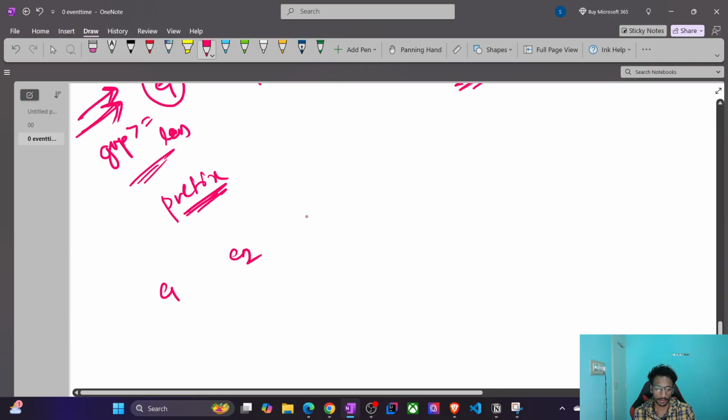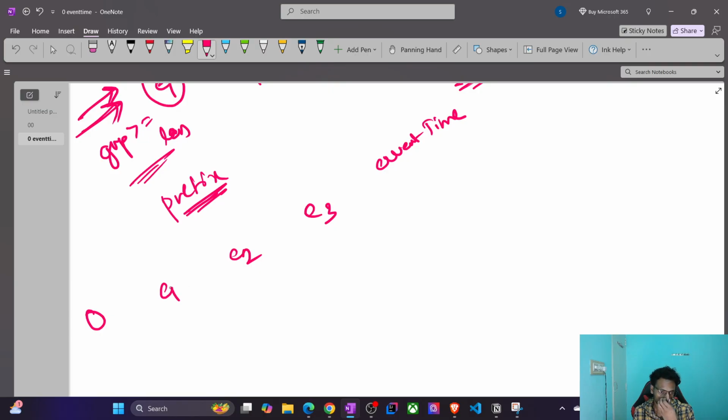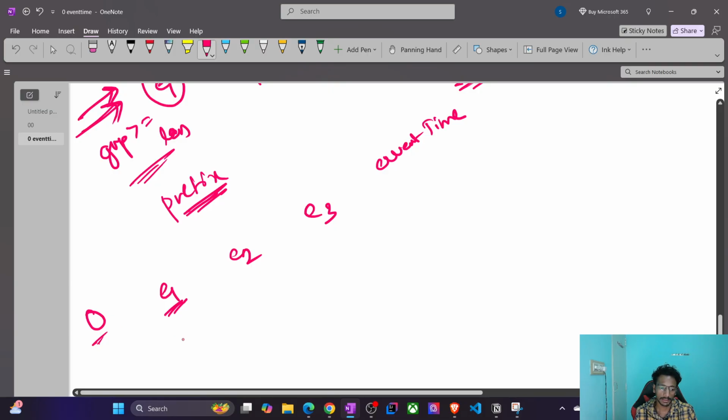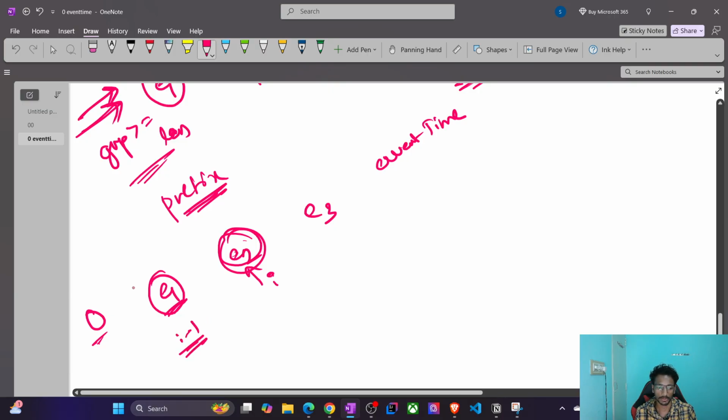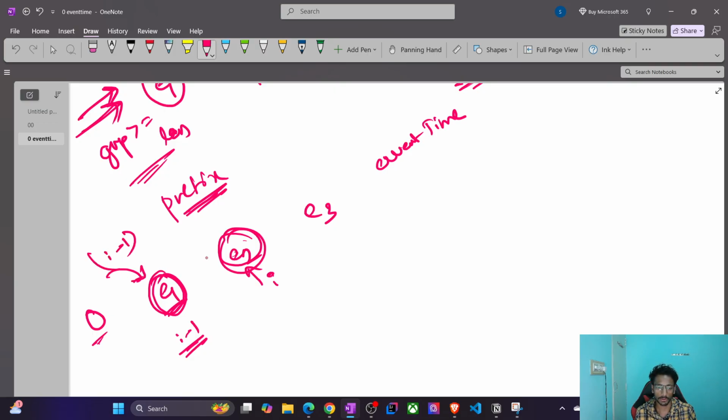Suppose E1, E2, E3. Our events start from 0, and the event time ends at the event time. So for this event 1, our gap will be 0. What you are trying to find is the maximum gap. So at index I, we are storing the maximum gap seen till I minus 1. Whatever the maximum gap I have seen till I minus 1 will be stored at index I.